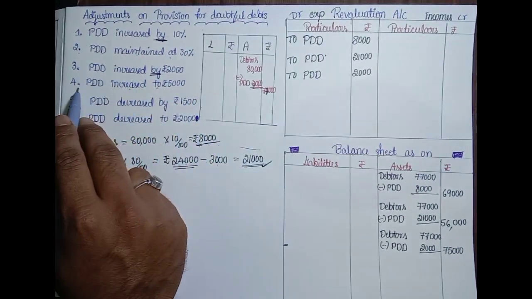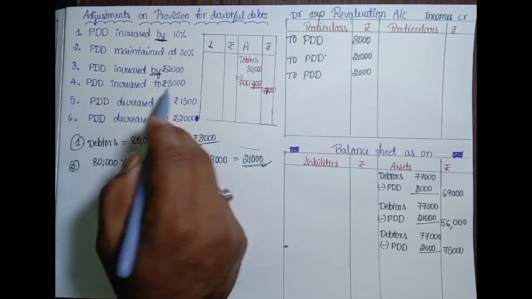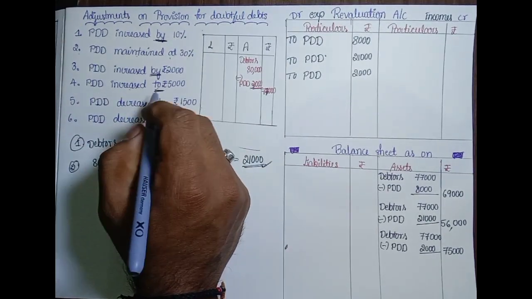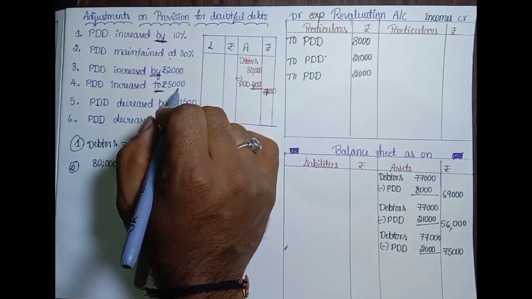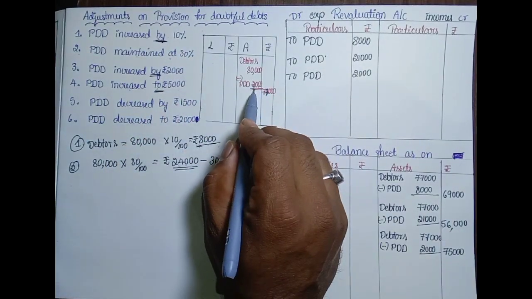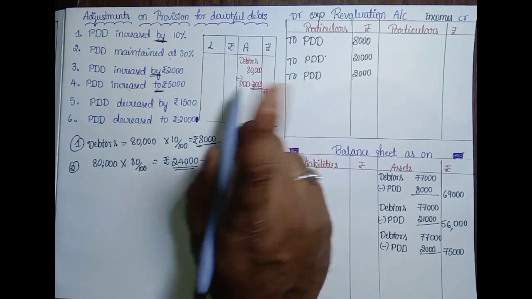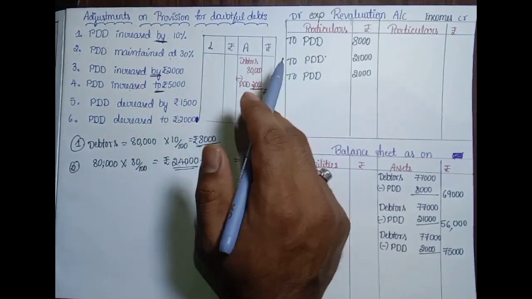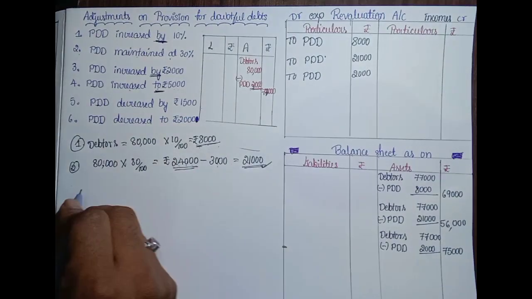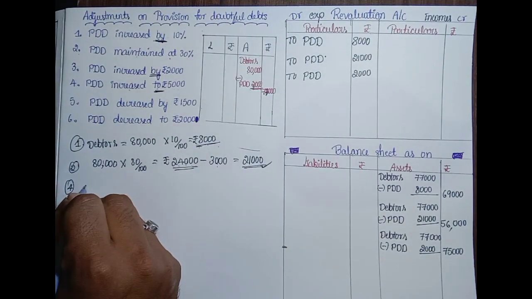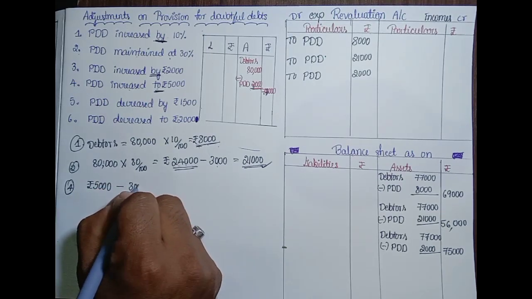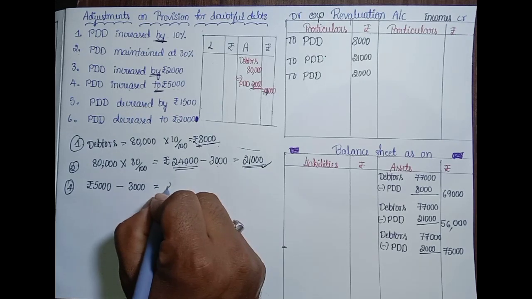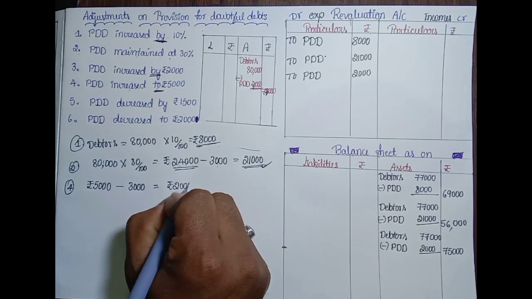Then in the fourth one, provision for doubtful debts increased to 5,000. What they are saying means this is the present value of provision for doubtful debts, but already we are having 3,000 rupees of provision for doubtful debts, now it is 5,000. Then we need to find out how much it is increased. Presently it is 5,000, but already we are having 3,000 rupees. Now we need to create only 2,000 rupees of new provision.